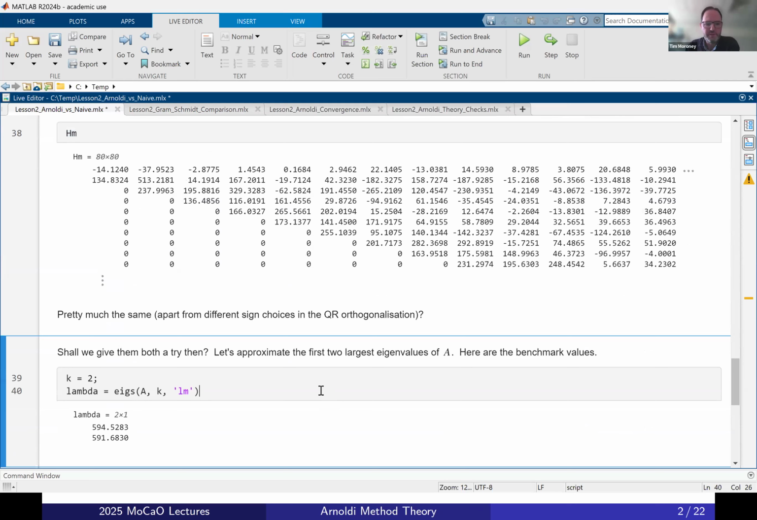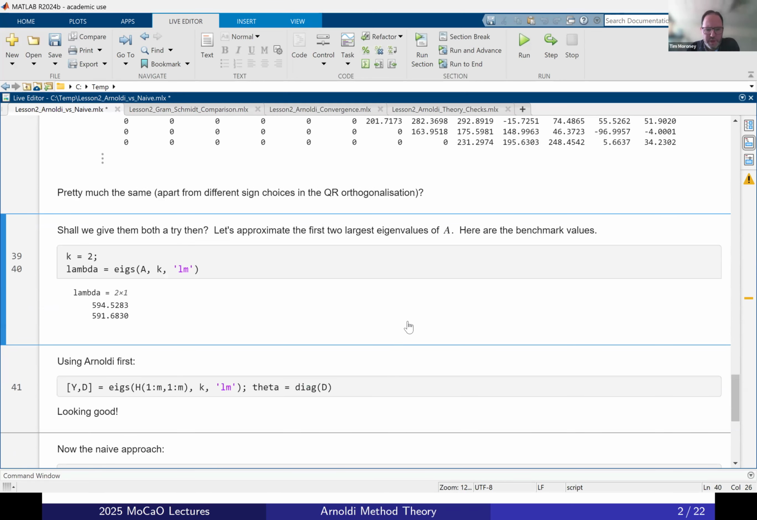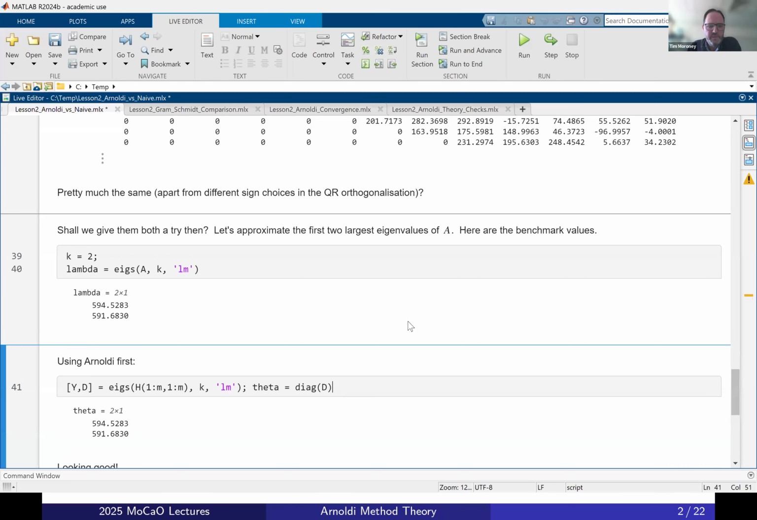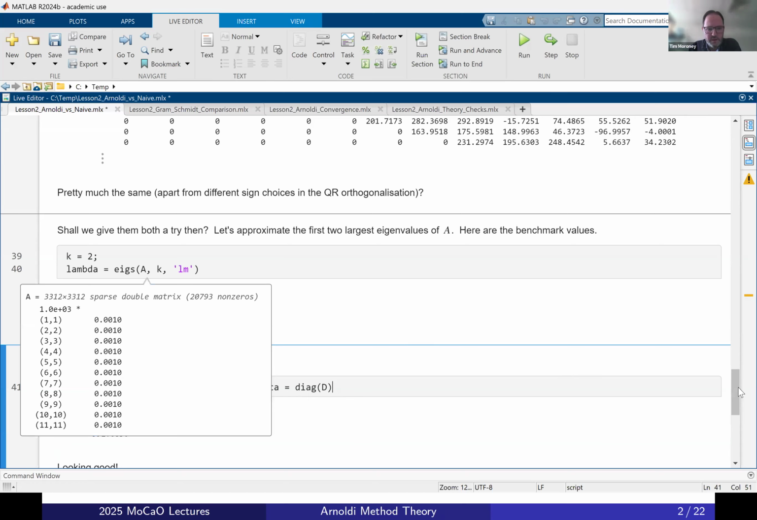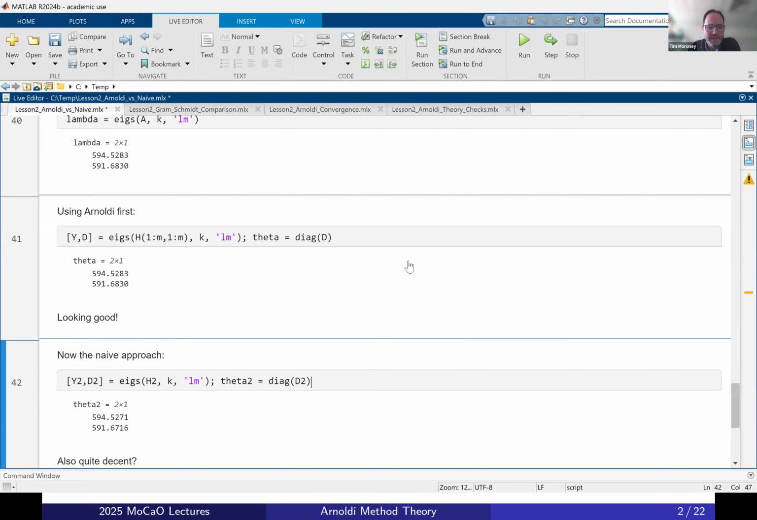So let's just try a couple of eigenvalues. Here's the largest two of A. So these are our targets, if you like. And this is what we know and love from yesterday. Here's Arnoldi. We take a couple of eigenvalues of H, and yep, pretty decent match. We seem to be getting convergence. I mean, M is 80 here, so that's kind of reasonable. And then this naive approach using H2 also looks okay. When I did this last night, I thought, I know this is going to go wrong at some point, and I was surprised it lasted this far.